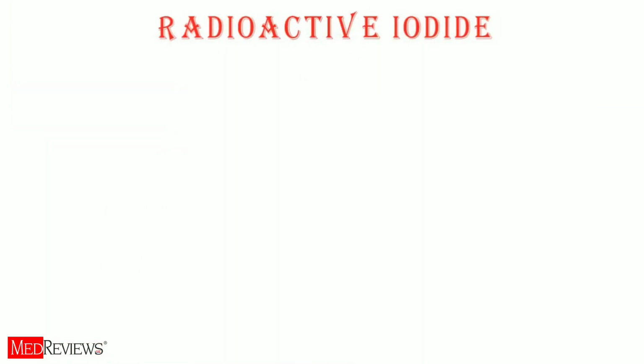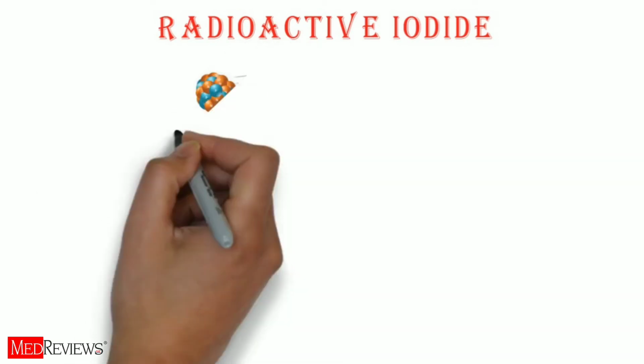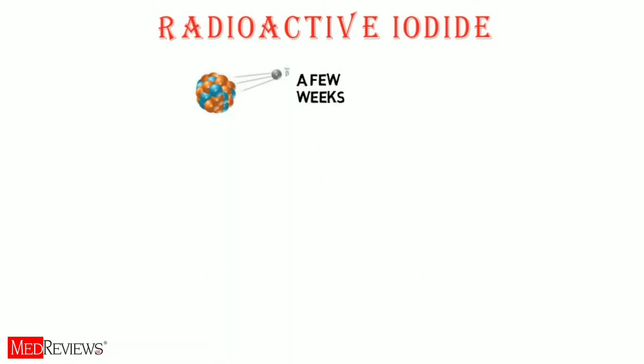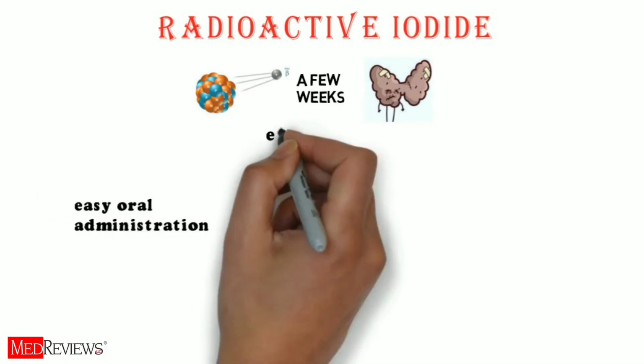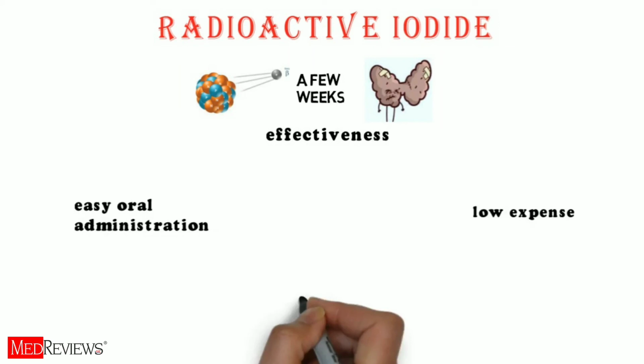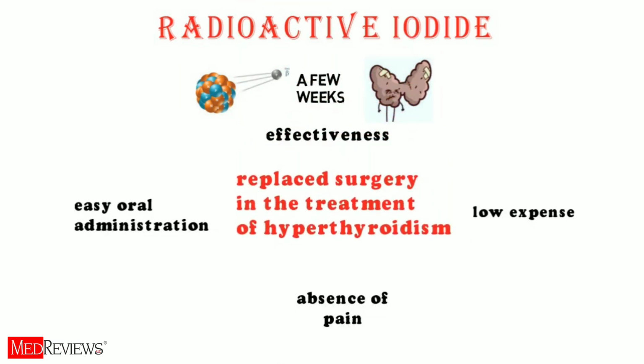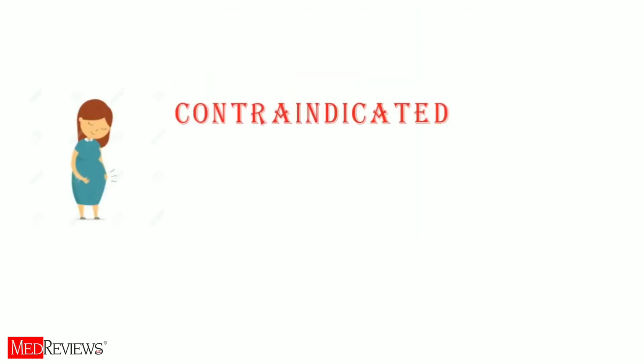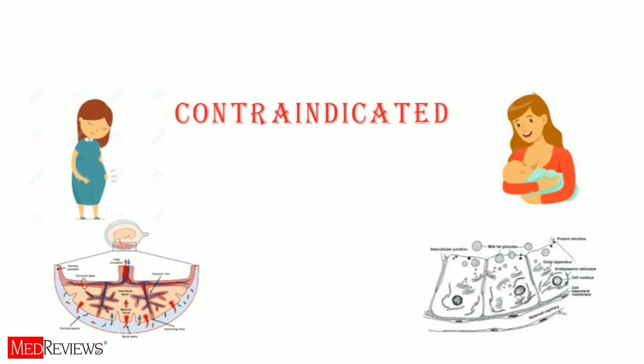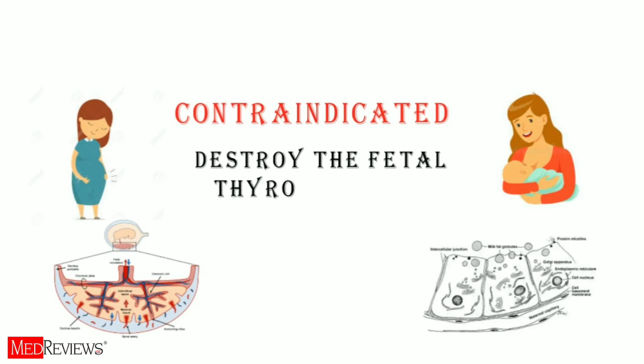The third group is radioactive iodine. Its action depends on emission of beta rays, which within a few weeks destroy the thyroid parenchyma. Advantages of this group include easy oral administration, effectiveness, low expense, and absence of pain, so it has largely replaced surgery in the treatment of hyperthyroidism. But it is contraindicated in pregnant and lactating women, since it crosses the placenta and is excreted in breast milk, leading to destruction of the fetal thyroid gland.